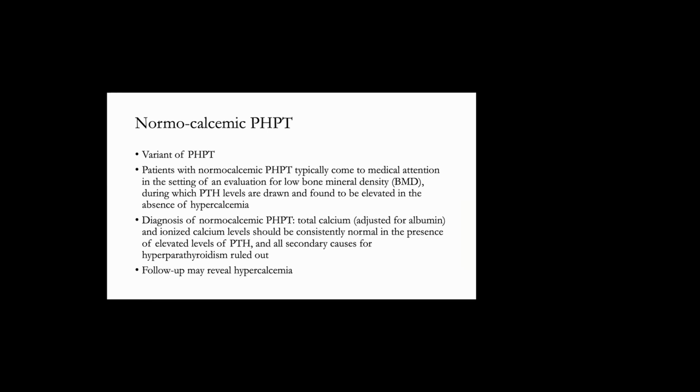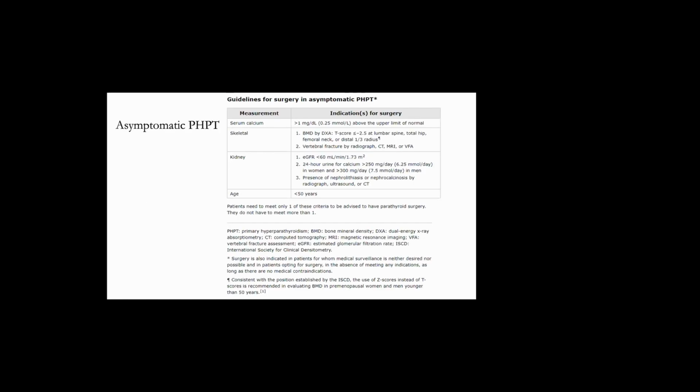So the diagnosis of normocalcemic PHPT should be made if the total calcium adjusted for albumin and ionized levels are consistently normal in the presence of elevated PTH, after ruling out all the secondary causes for hyperparathyroidism, because these patients are symptomatic for the PHPT. There have been studies where they followed up these patients and saw that eventually they are going to develop hypercalcemia. And so an informed decision has to be taken about when to operate on these patients, right?